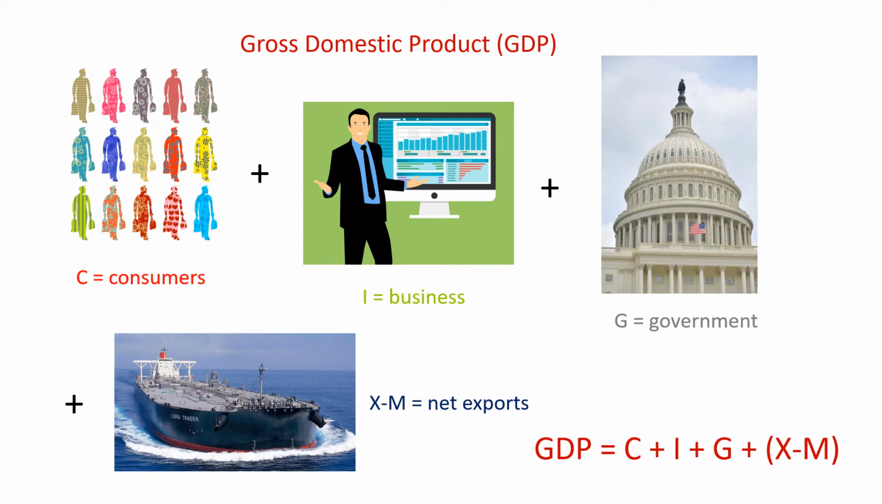The largest component of GDP by far is C, consumer spending. The 4 components of GDP added together are the measure of growth used to assess how the economy is doing.